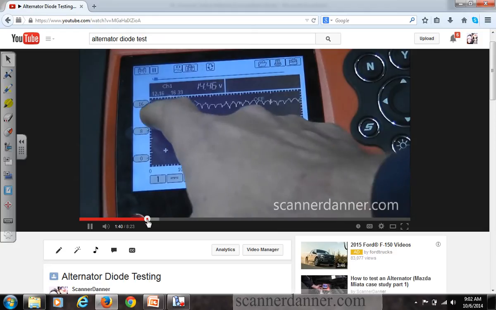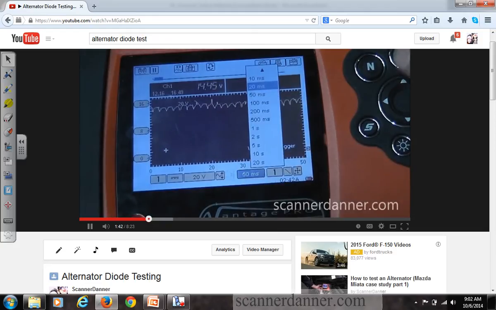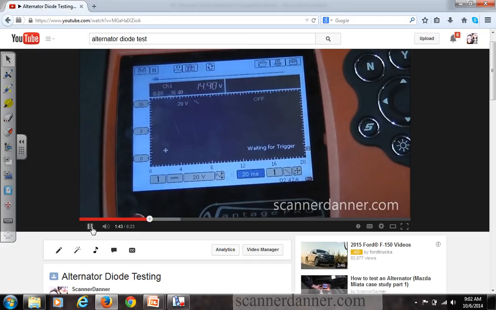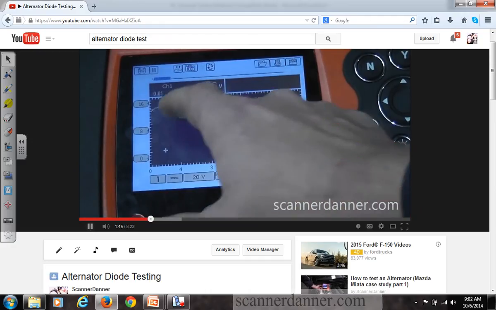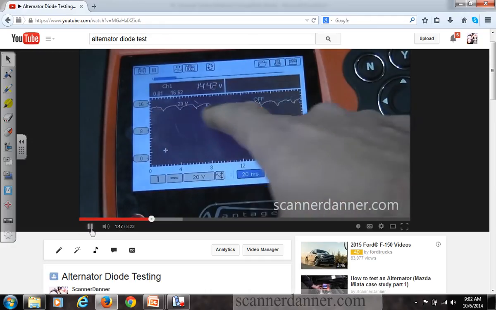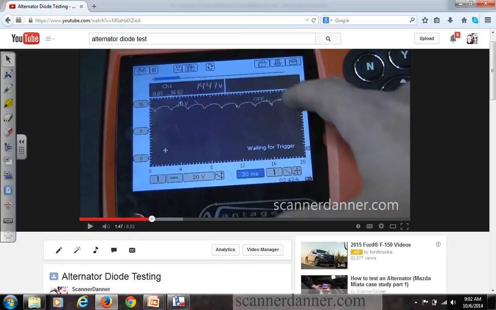Then I went to, here's what I'm doing now. I changed the time base. See, I went to 50 milliseconds and 20. And now what I'm looking at is the same picture. Where were we a second ago?